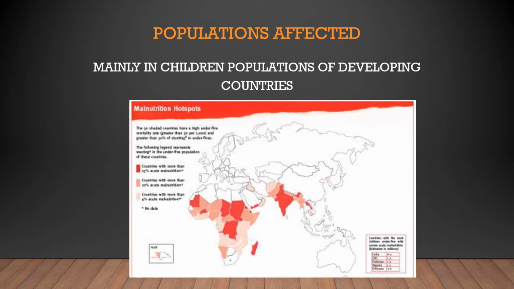Marasmus mainly affects children in developing countries or abusive homes. Although common in children, this disease can affect adults as well. As shown in the map, in the darkest color red, more than 15% are affected by malnutrition. In the middle shade of red, more than 10% are affected by malnutrition, and in the lightest shade of red, about 4% are affected by malnutrition.